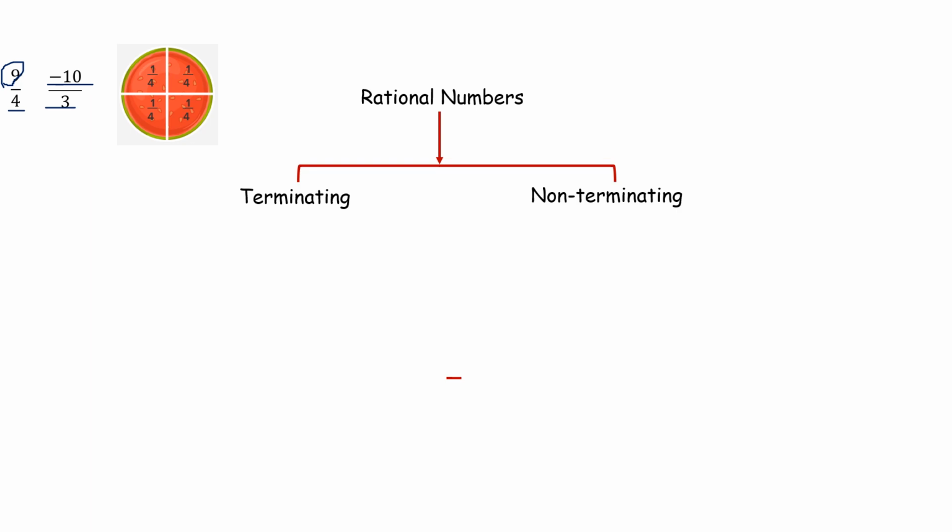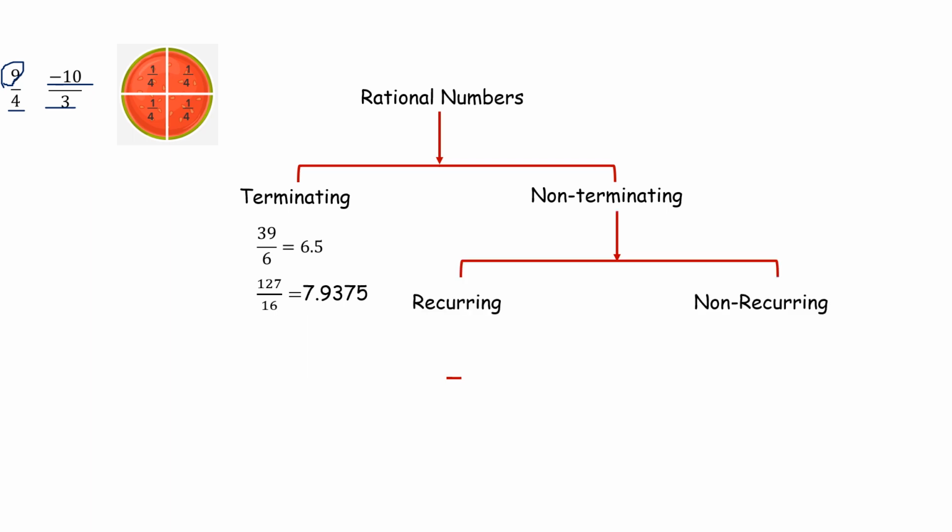Rational numbers are divided into terminating and non-terminating forms. Here, if we divide 39 by 6, the answer we get is 6.5. Similarly, if we divide 127 by 16, the answer we get is in a terminating form, right? Now, there are two types of non-terminating numbers, recurring and non-recurring.